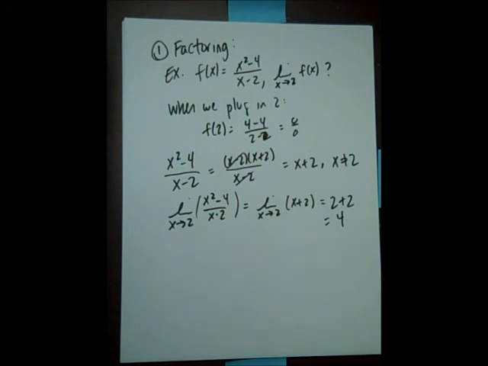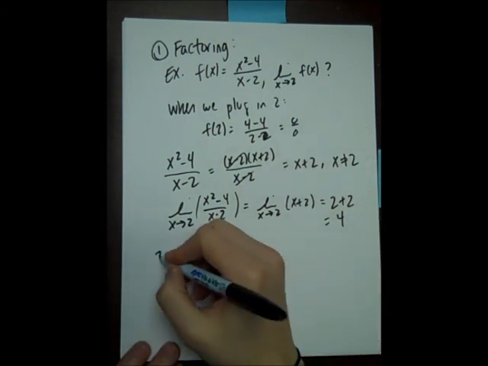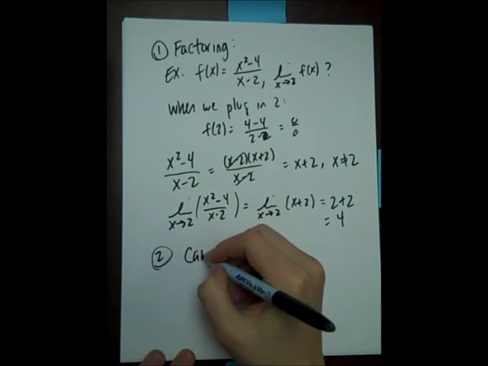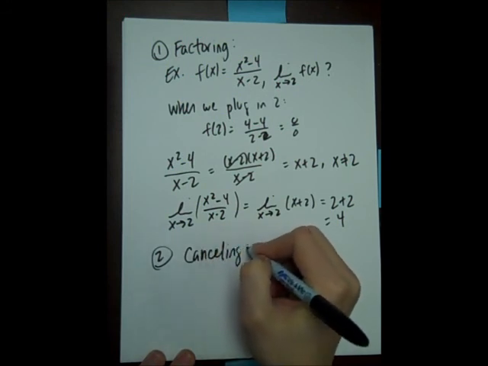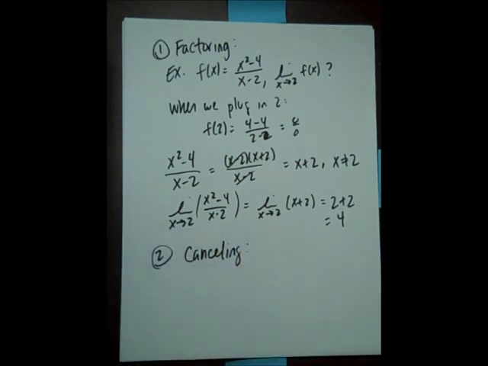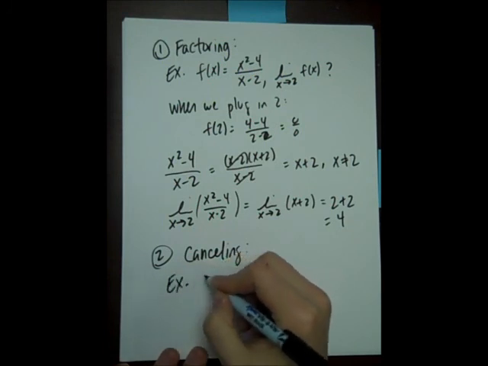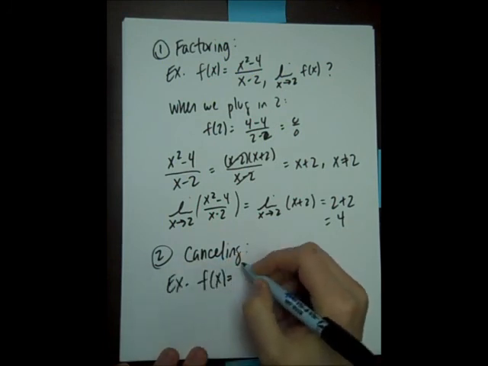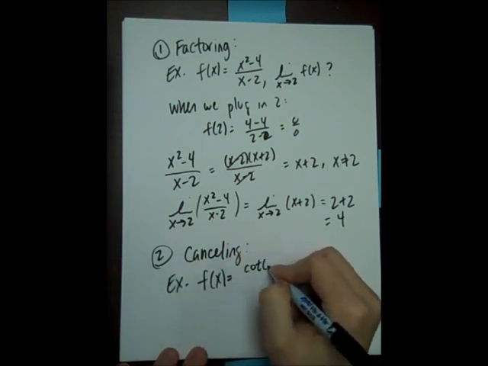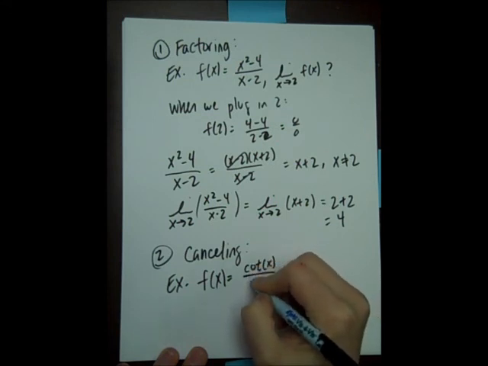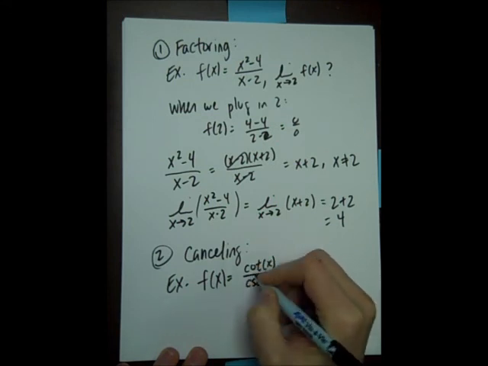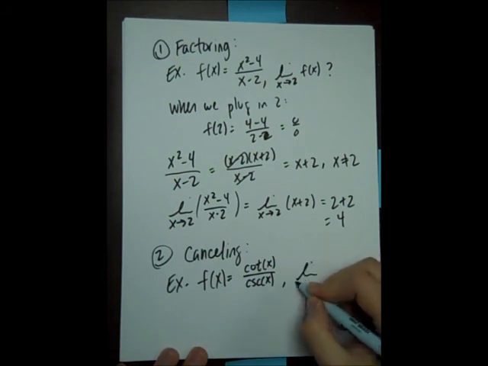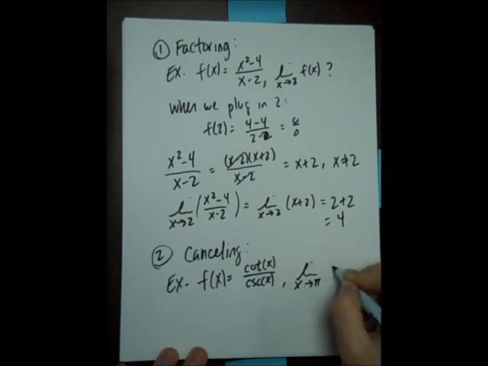Generally with polynomials, when you get the form 0 over 0, you can factor. So first way to do it is factoring. Second thing we're going to look at is canceling. Similar to factoring, but not quite. In this example, let's look at f of x is cotangent of x over cosecant of x. And I want to know what's the limit as x approaches pi of f of x.